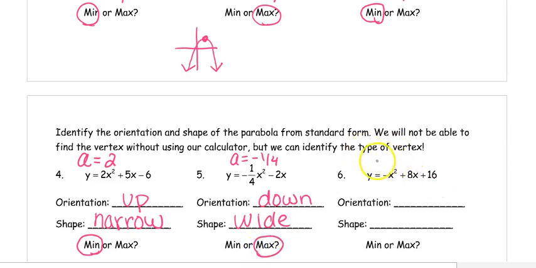Now if we look at number 6, our a value is negative 1. So that means our orientation is down since it's a negative number. Since it is negative 1, that means it's a normal shape. And because it's opening down, that means it has a maximum point.